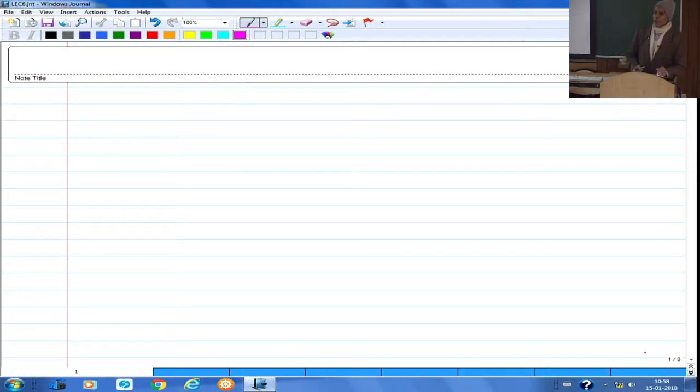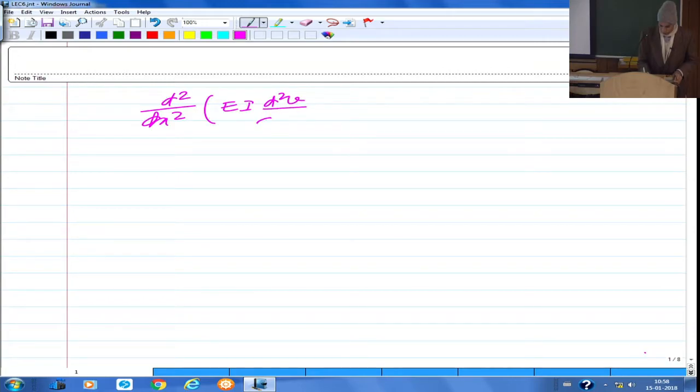Although I wanted to start FEM today, let me start first with the question which I had given in the last class. That was the derivation of the integral functional. Say you have this differential equation, d2 by dx square of EI d2v by dx square minus q is equal to 0. This is the differential equation governing the deflection of a beam under the Euler-Bernoulli assumptions.